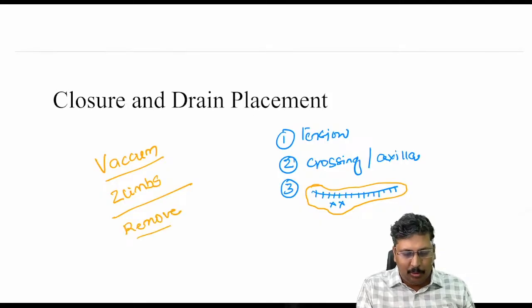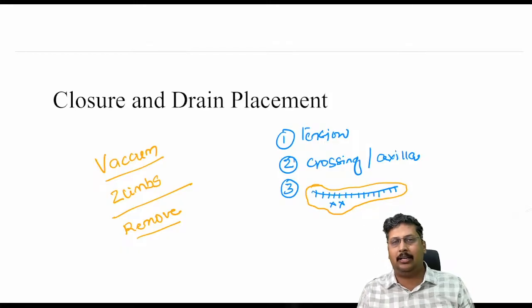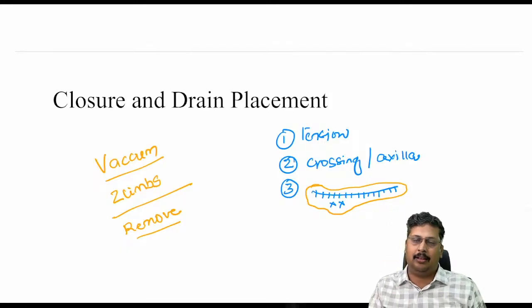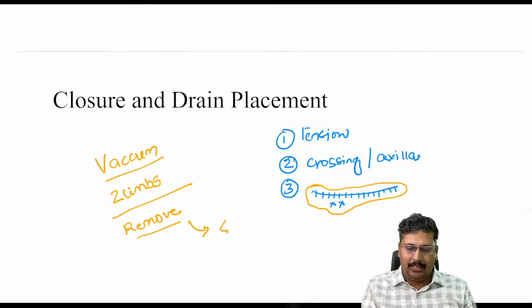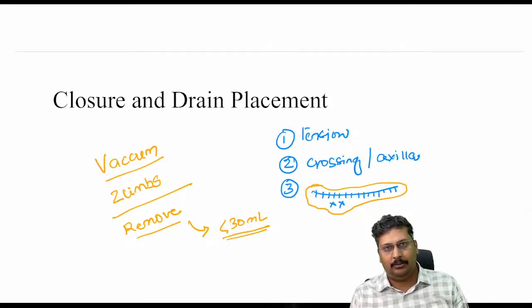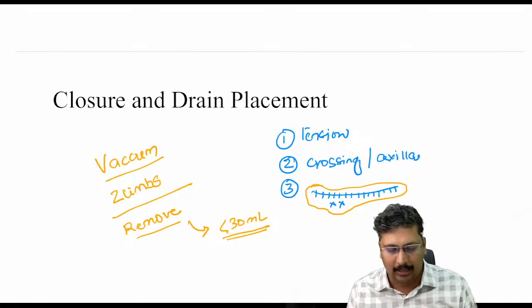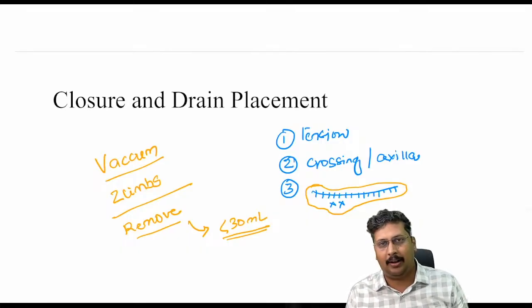A few textbooks, I think Bailey and Love, say it can be removed any day after the 5th day. But the most commonly used method is when the drain output is less than 30 ml. Usually then we will remove the drain. When it is less than 30 ml, the seroma that is formed can be absorbed into the body. That is the general level after which we remove the drain.